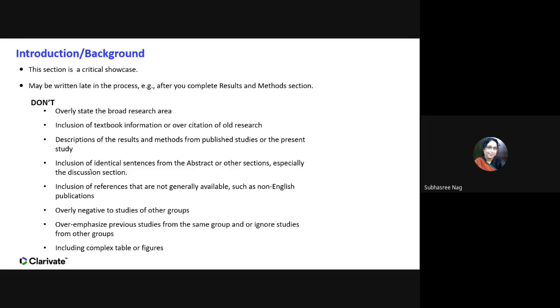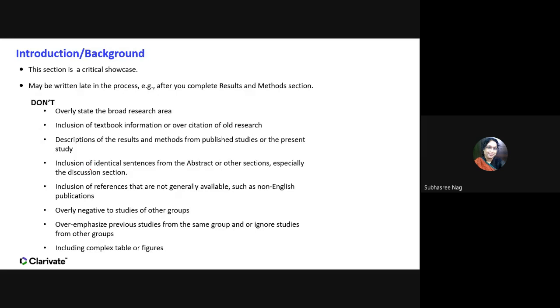So do not overtly include textbook information or overt citation. A description of results and methods from published studies or present studies is important. What are the right ways to cite? If you have older research, yes, cite them. But if you have a newer review that encompasses all the older studies, put that. Do not do citation dumping.